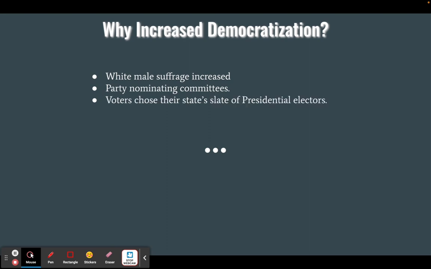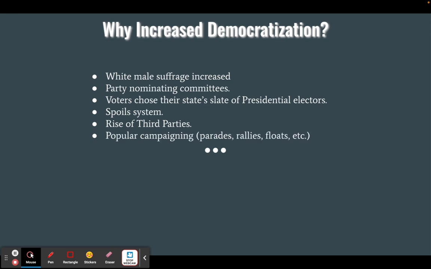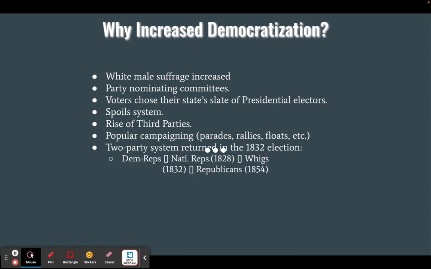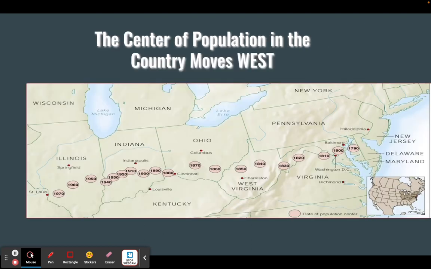Voters also choose their presidential electors. We see what is known as a spoils system. So that's where if the state is in charge of decisions, the state is going to be in charge of who represents what. And then we also see a rise of third parties. 1828 becomes known as the first modern day election, where we have popular campaigning, parades, rallies, floats, signs, things like that, and the two-party system that returns.